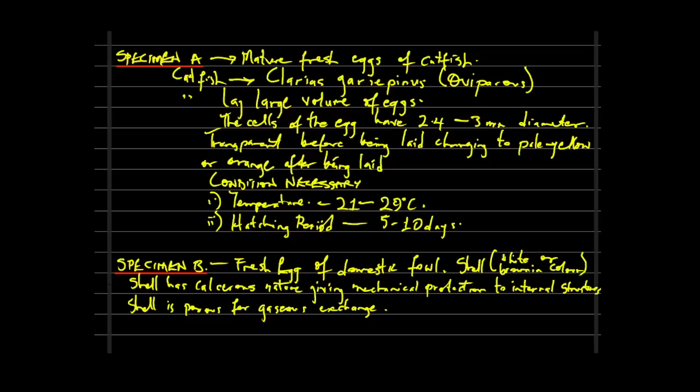Also, that the albumin and the yolk are highly rich in protein. So these are a few of the characteristics that we'll be talking about for the egg. Also, that the gestation period is 21 days. The egg hatches in 21 days. So those are the properties or the characteristics of the domestic fowl.